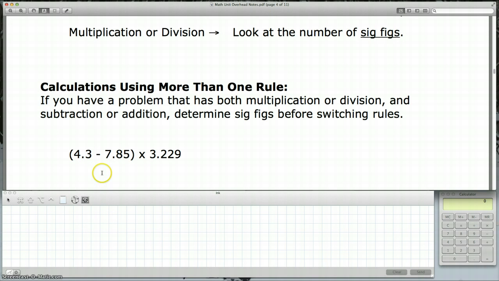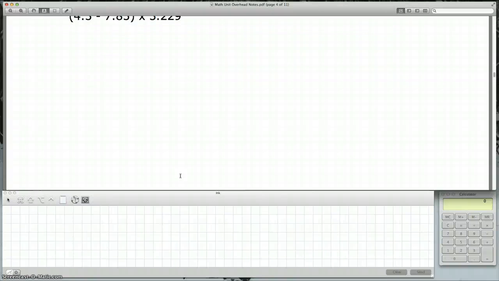And then you will take that answer, multiply it by 3.229, and since you're multiplying, you're not going to look at decimal places. For that math, you'll look at sig figs. So, combining, it's a little tricky, but there'll be some examples of that on your practice quiz. And that should be it for significant figures.